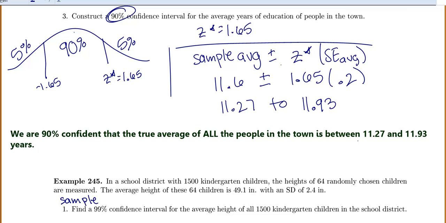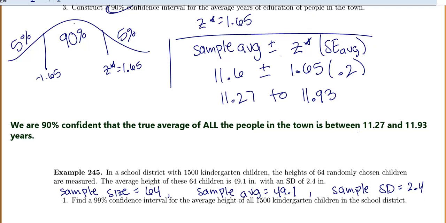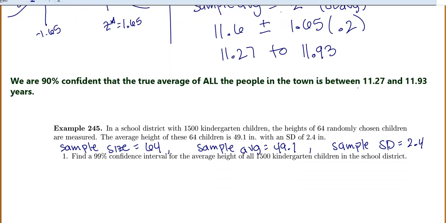So if I write down my information, my sample size equals 64. My sample average equals 49.1, and my sample standard deviation equals 2.4. So number one, find a 99% confidence interval for the average height of all the children in the school district. So we're looking for the confidence interval for the population average.